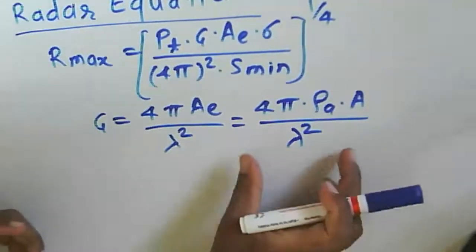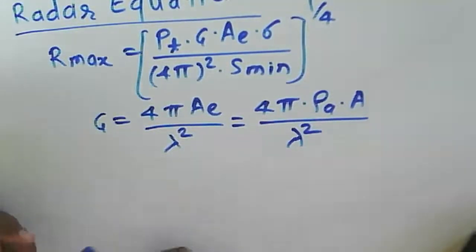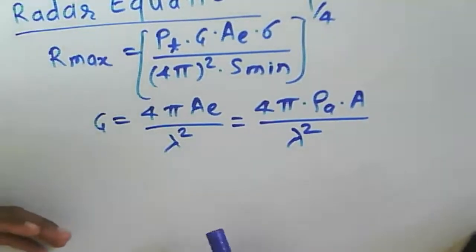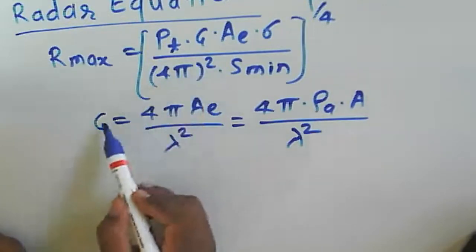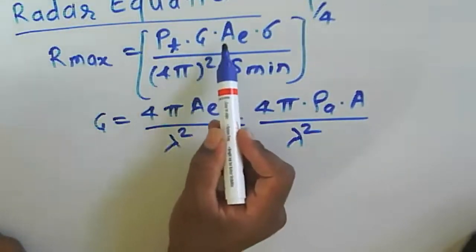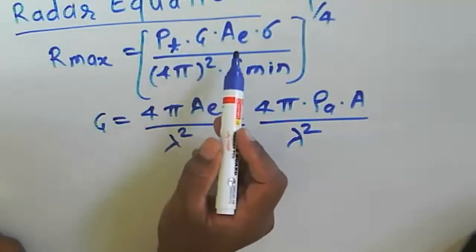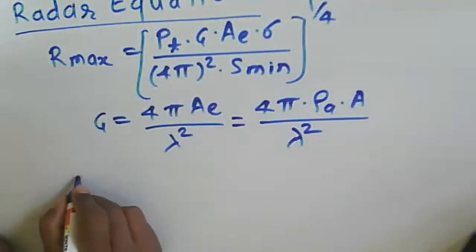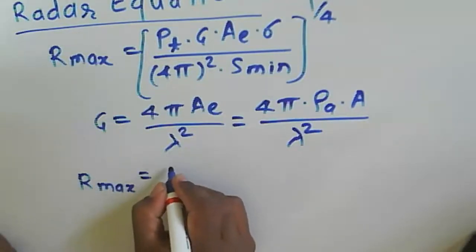But we are supposed to consider that a radar is used at a particular frequency. So we have to consider the frequency range, the operating range of the radar. If we put that either in terms of G or in terms of A, we will get two equations. So I'll write the equation: R max is equal to what?